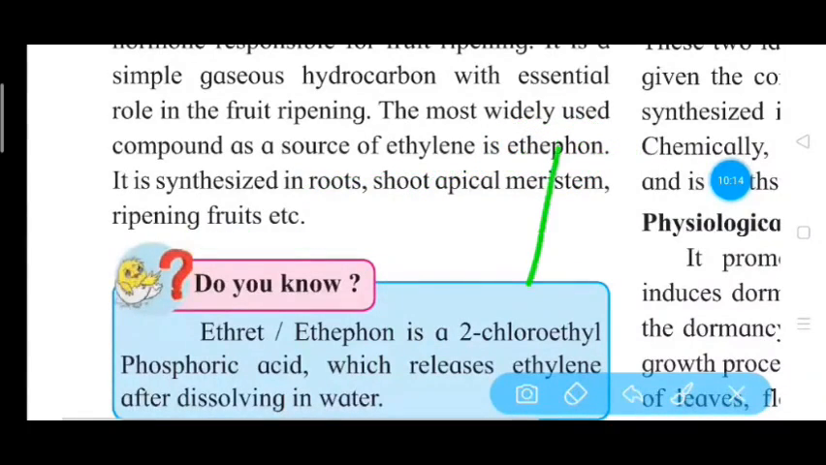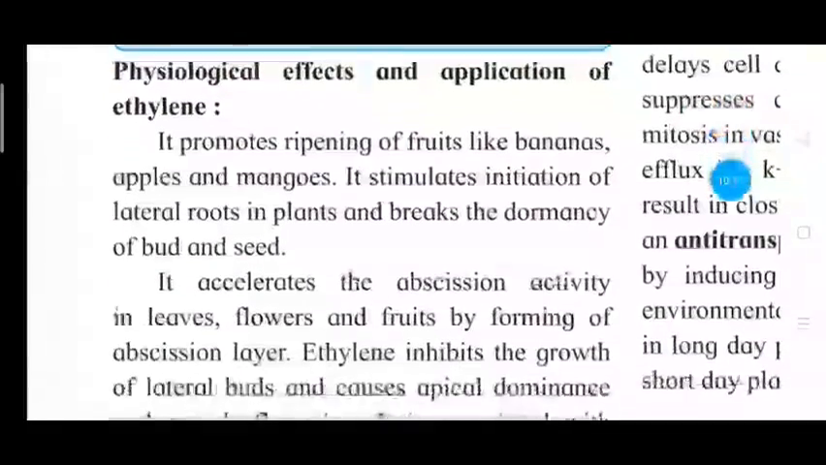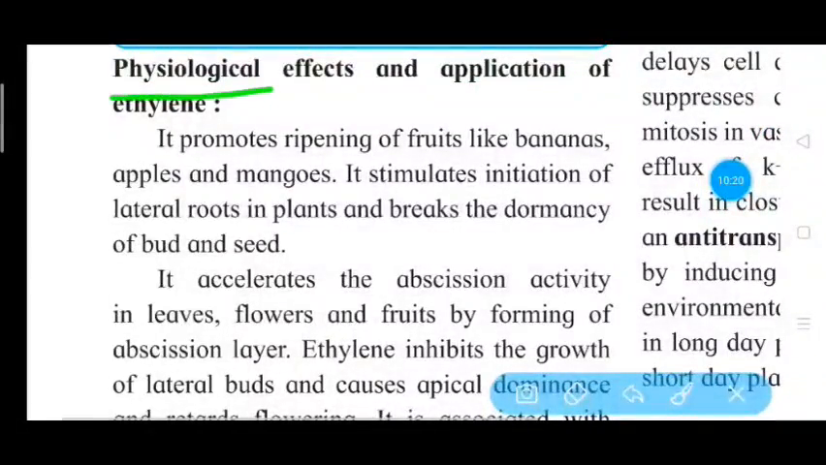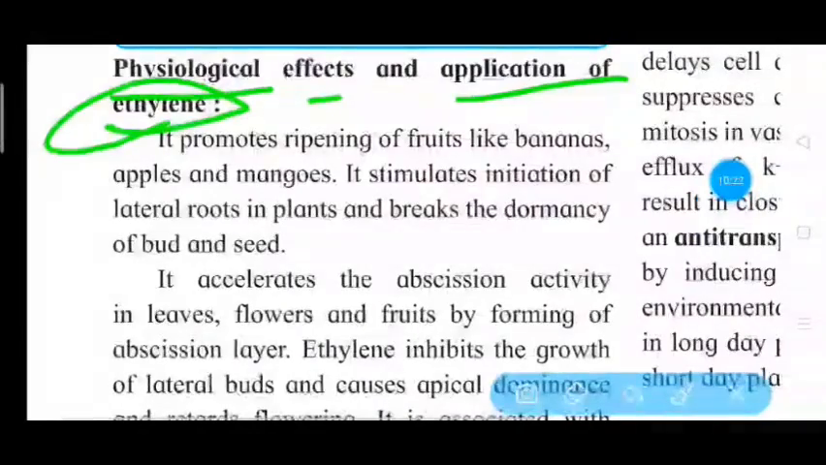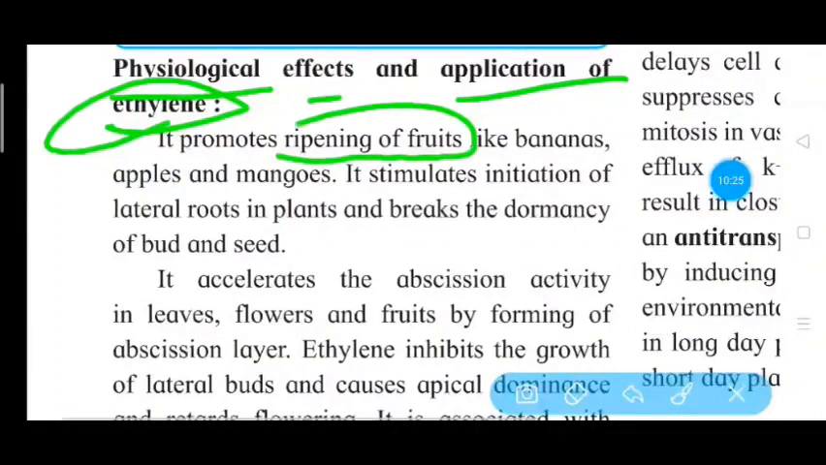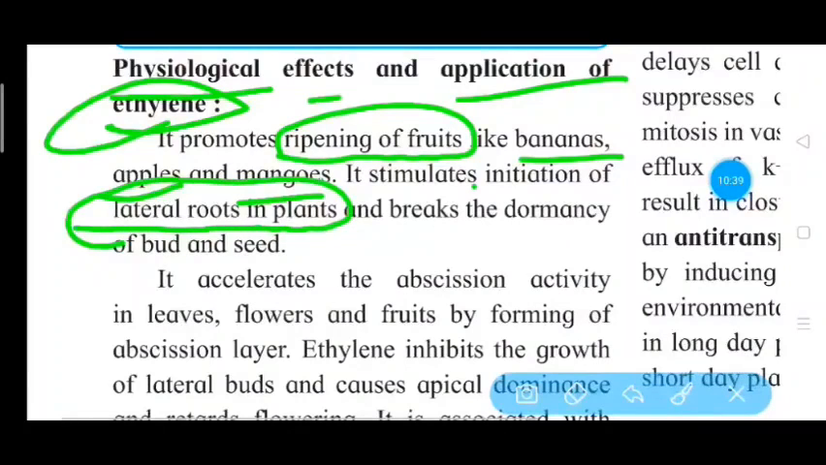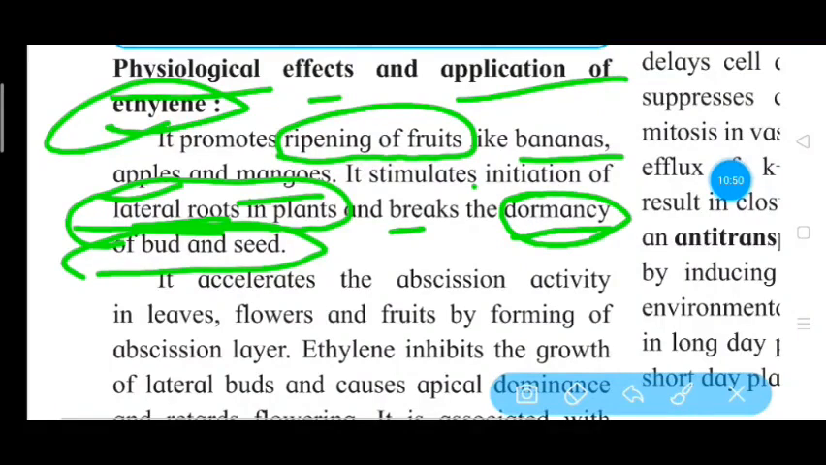Okay, below this, the physiological effect and application of ethylene. It promotes the ripening of fruit, as we have already seen, like banana, apple and mango. It stimulates initiation of lateral root in plant. This is another function. It stimulates the growth of lateral roots in plant, and it breaks the dormancy of bud and seed. Okay, that we have already studied.